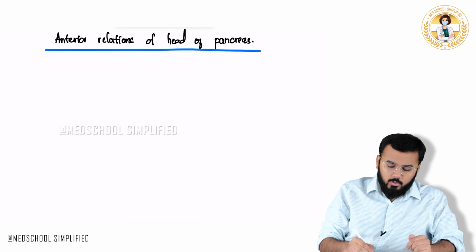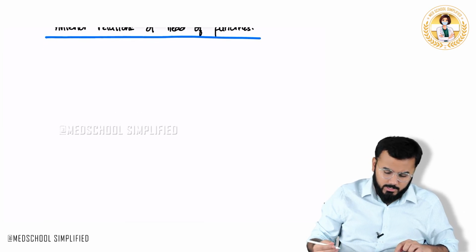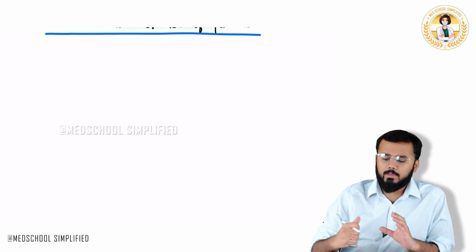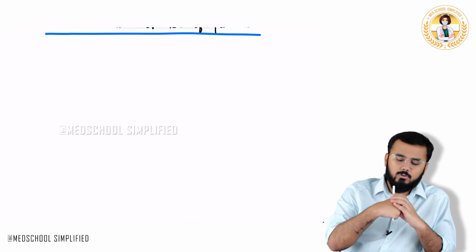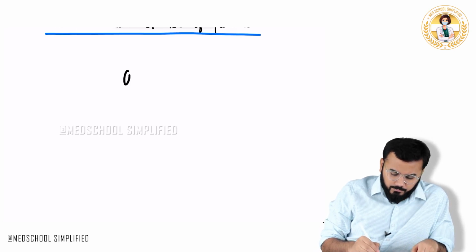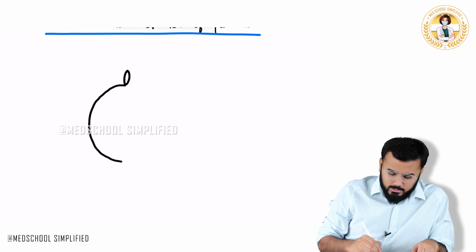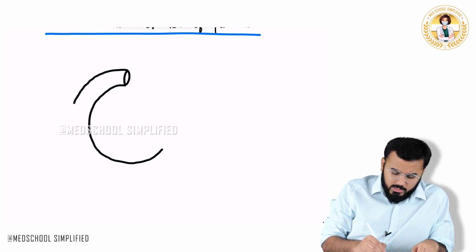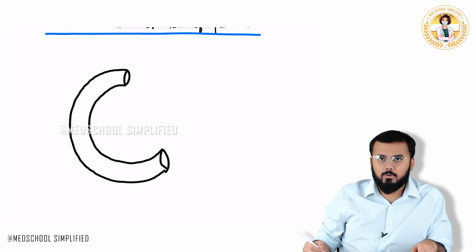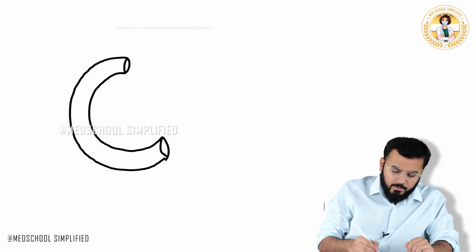Okay. So let us draw a picture over here and then see. First of all, you should know where the head of the pancreas is located. The head of the pancreas is located in the C-shaped loop of the duodenum. So let us say this is the loop of the duodenum. Within this loop of the duodenum, the head of the pancreas is located. Okay. So let us draw the head of the pancreas over here.